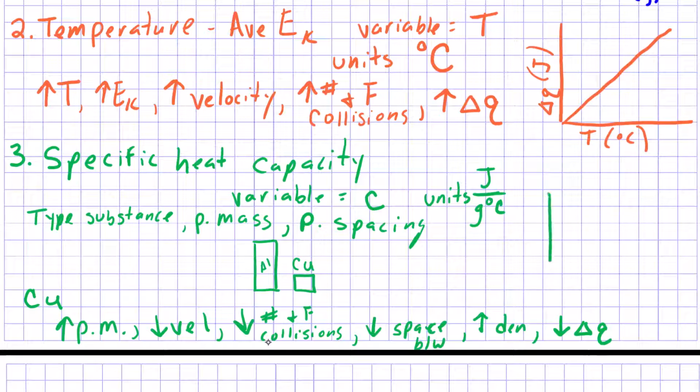And so then with this, if we were to draw a graph, we have our delta Q on the side, just like before. But in this case, since we're talking about particle mass, velocity, number of collisions, we're talking about mass and temperature.